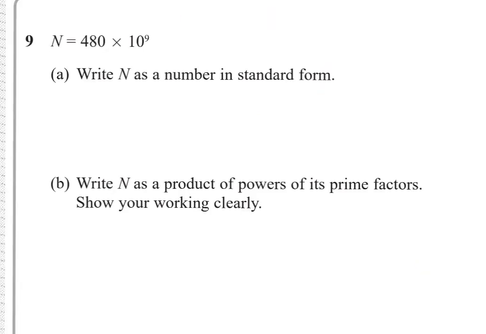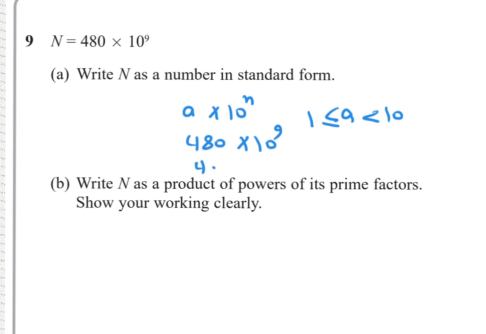Number 9, n equals 480 times 10 power 9. Write n as a number in standard form. A number in standard form is a times 10 power n, such that a is between 1 and 10, more than or equal to 1, less than 10. So we have 480 times 10 power 9. To make 480 between 1 and 10, you can divide by 100. So 4.8, and multiply 10 power 9 by 100, or increase the power by 2. So 10 power 11.